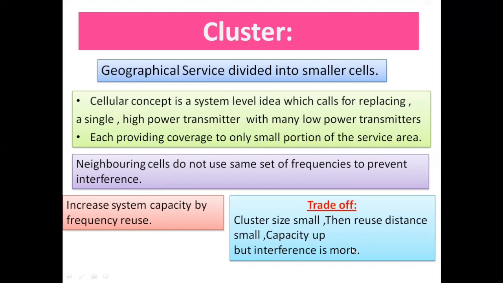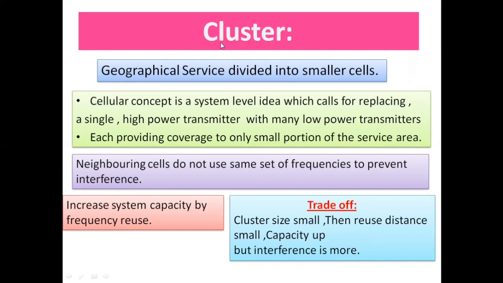So that means we need to go for a trade-off here. What is that trade-off? We need to go for an optimal size of the cluster. If I have a small cluster size, then of course with the limited frequency I can serve more users, but interference is more. If I increase the cluster size, I can have more capacity as well, but the number of frequencies used is more, carriers required are more.